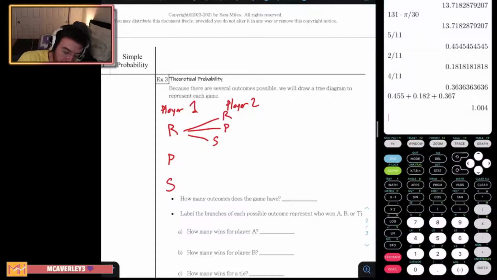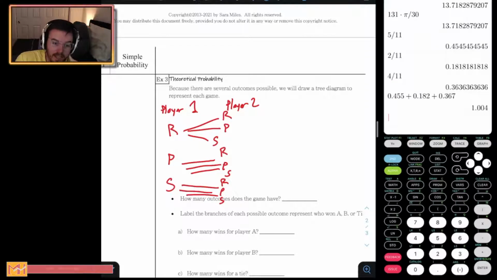When player 1 plays paper, player 2 could play rock, paper, or scissors. And when player 1 plays scissors, rock, paper, and scissors are still an option. Okay? So there are 9 variations.